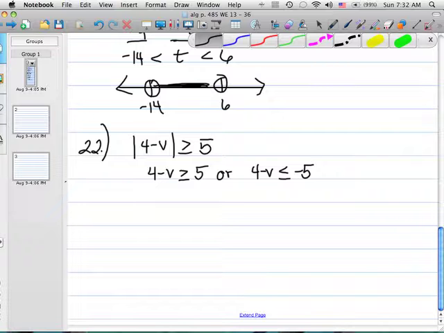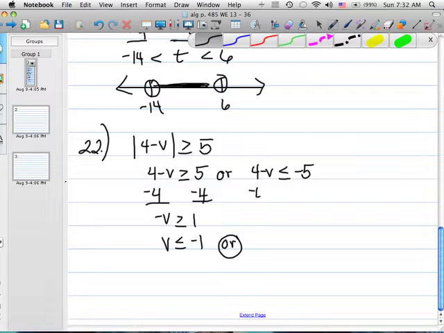Solving the first inequality for v, subtract 4 from both sides. You get the opposite of v is greater than or equal to 1. Multiply by negative 1. Now remember, multiplying or dividing by a negative sign turns the inequality. So we're going to get v is less than or equal to negative 1. Bring down the or.